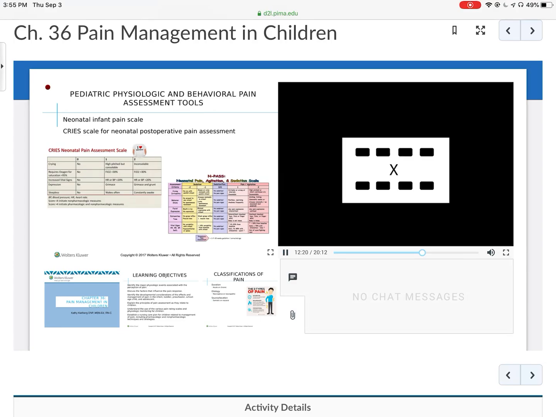Often your facility will dictate which pain scales you're going to be using, and often they are embedded into the electronic medical record. So it's pretty easy. You'll just go click, click, click, click, click, and it'll give you a score.